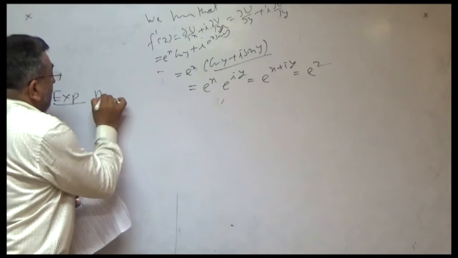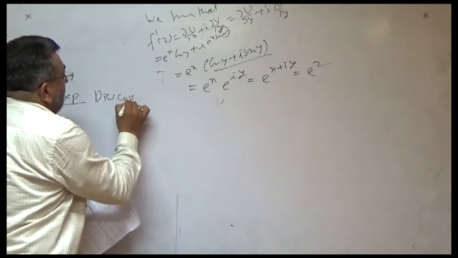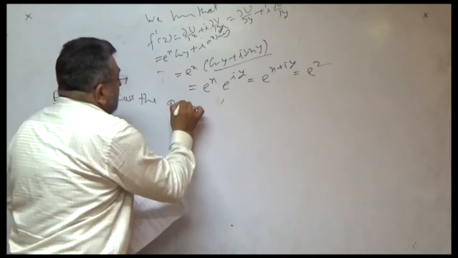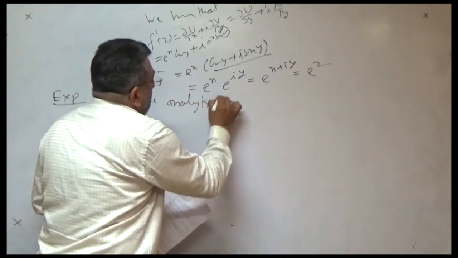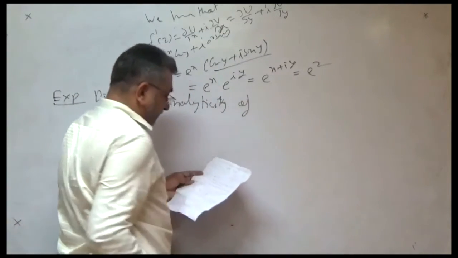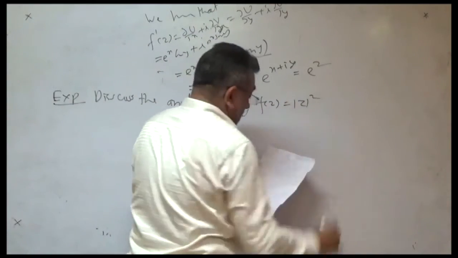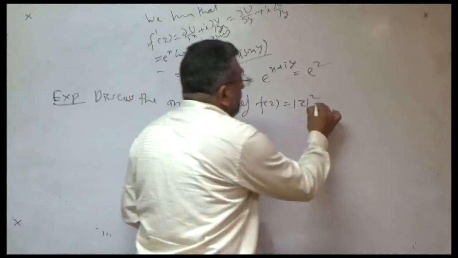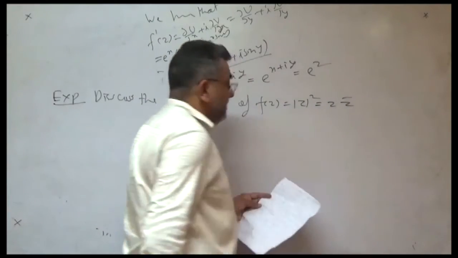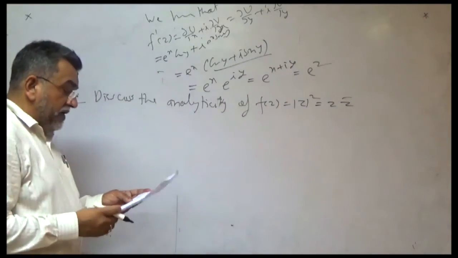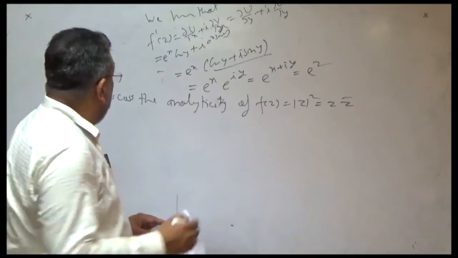Discuss the analyticity of the function f(z) equal to mod z square. Mod z square can also be written as z z bar, right?